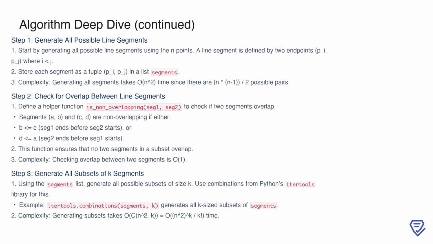After that, we focus on generating all possible subsets of k segments using the itertools.combinations function in Python, which efficiently produces combinations of a given size. This step has a time complexity of O(C(n², k)), where C represents combinations, and it lays the groundwork for filtering subsets in the next step.